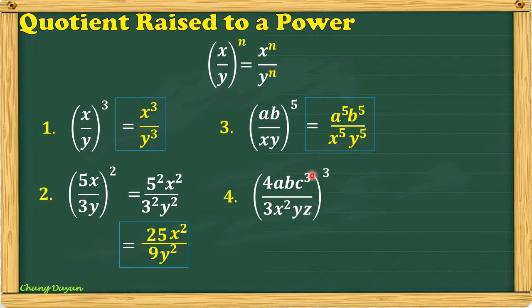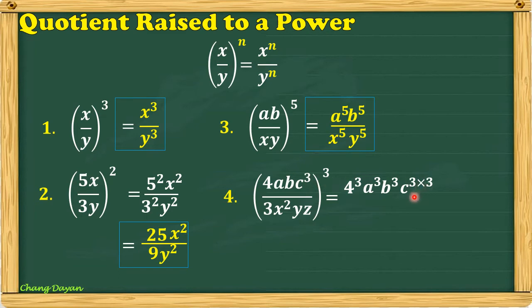Number 4, the quotient of 4AB all over 3x square yz raised to 3. So, i-erase natin ang 4 sa 3. Ganun din ang A, B. At pagdating sa C, katulad ng ginagawa natin sa law of exponent for multiplication, i-multiply natin ang nasa loob na exponent sa nasa labas na exponent.